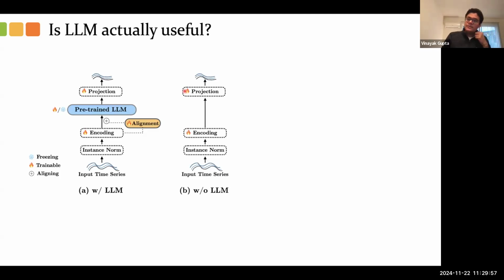Now to understand whether the LLM is actually useful, the first thing we can try to do is just remove the LLM.